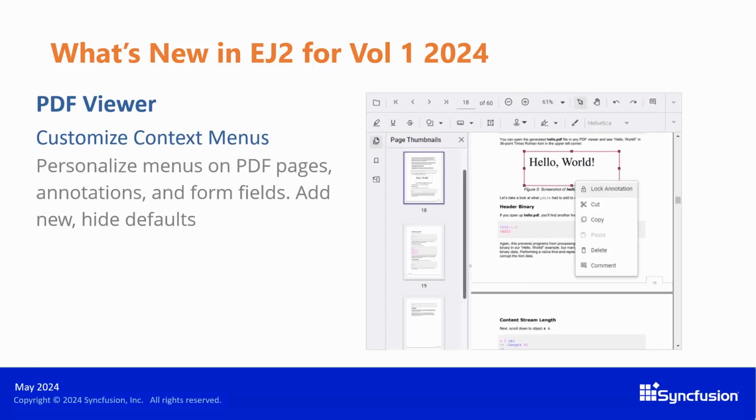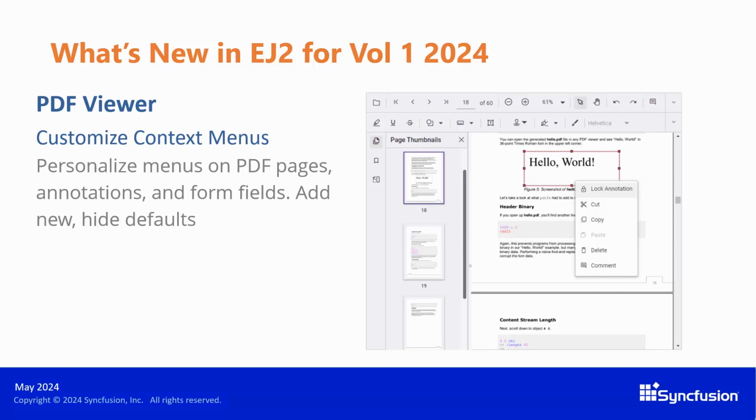Next, we have an update in the context menu option. Now, you can easily personalize the context menu on PDF pages, which allows you to add new menu items above or below the existing ones. You can also provide the option to hide default menu items.